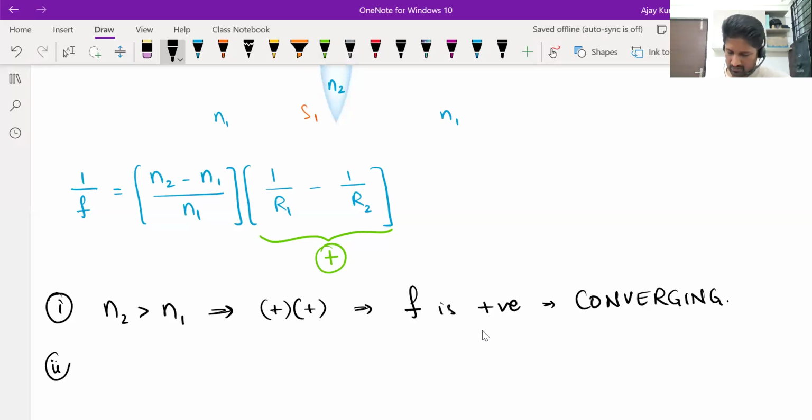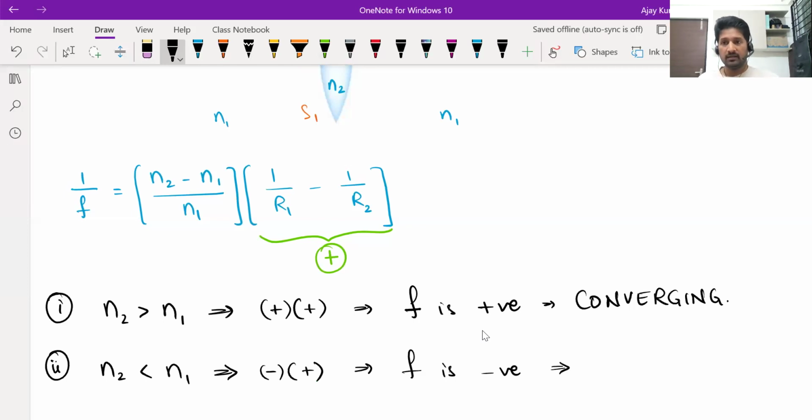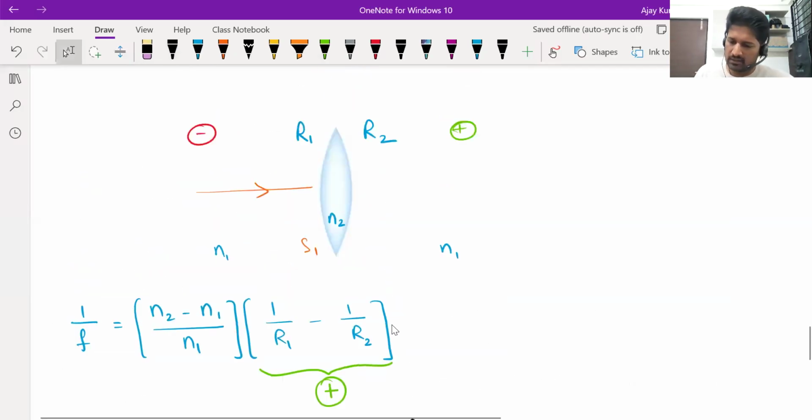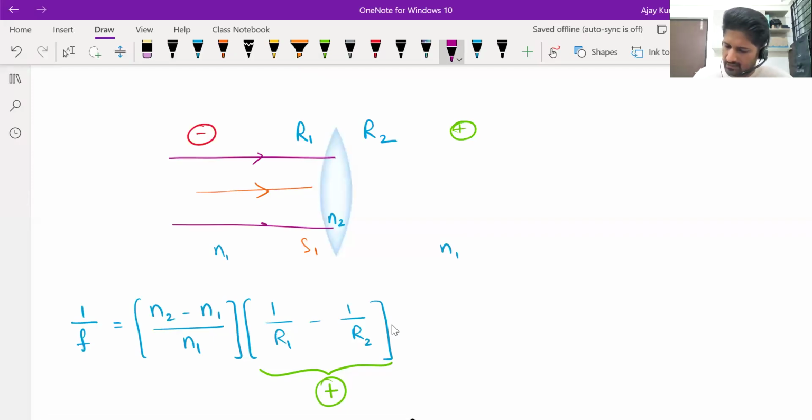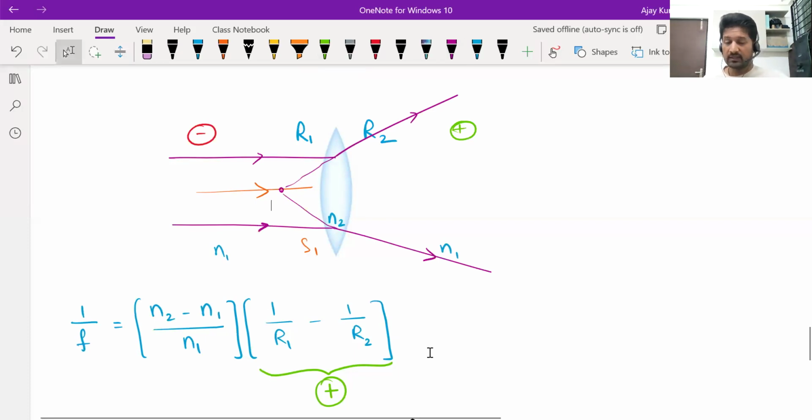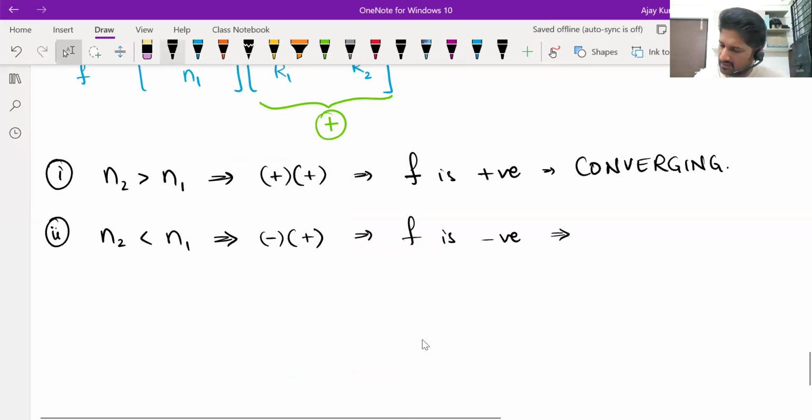Okay. Second case. Suppose N2 is less than N1. What does that mean? Lens is made of a material whose refractive index is less than the medium outside. Okay, that is also possible. In that case, the first bracket will be negative, second bracket is anyway positive. Then the focal length becomes negative. What does focal length becoming negative mean? It means the point of convergence of the refracted rays is on the same side as the incident rays. Okay, how is that possible? In that case, what happens is light rays or parallel rays traveling like this, they go away from the principal axis. So they appear to be coming from somewhere on the same side as the incident rays. That is what we mean by negative focal length. And in that case, what is the lens doing to the rays? It is diverging them. So it behaves as a diverging lens.